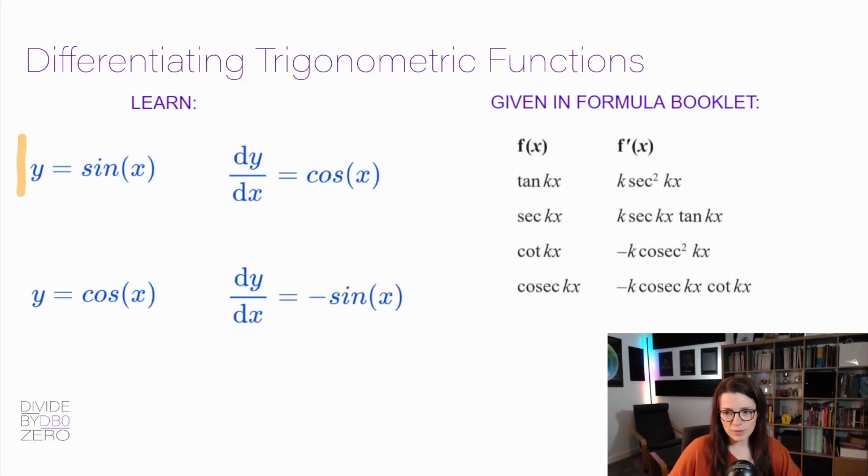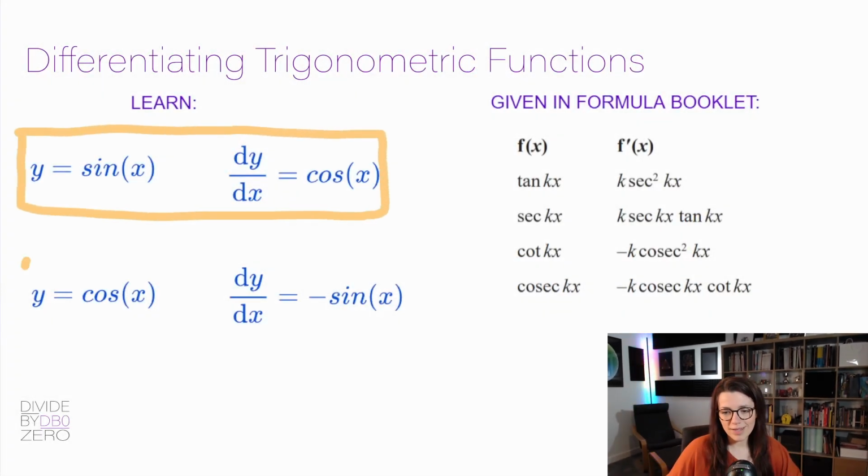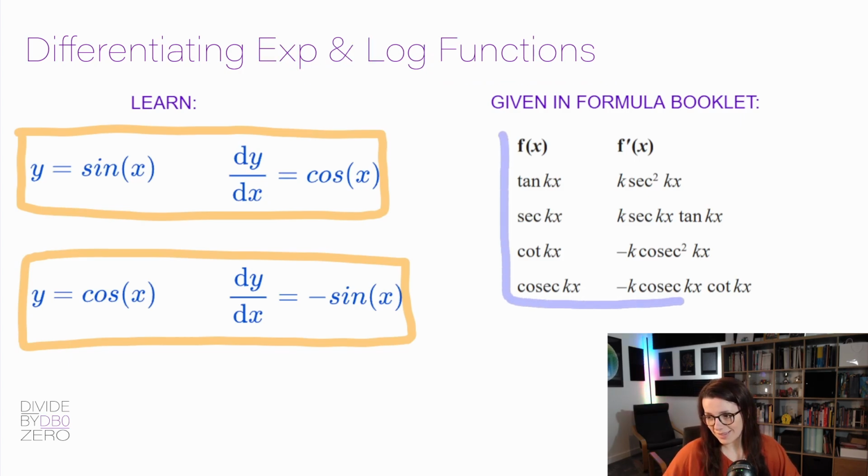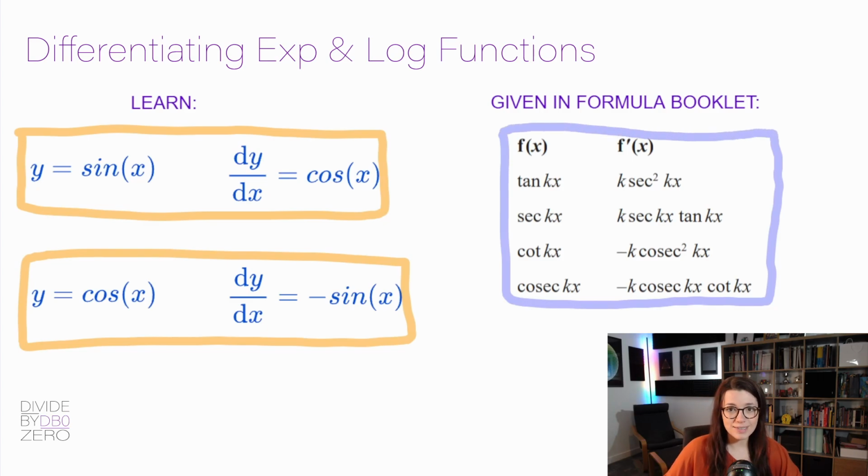There are a couple of derivatives which you'll need to learn off by heart, and those are that when y equals sine x, dy/dx equals cos x, and if y equals cos x, then dy/dx is minus sine x. Then there are some that are given in your formula book, which you can use as and when you need to. And those might look something like this. This is taken from the Edexcel formula book, but there'll be something similar no matter what exam board you're using.